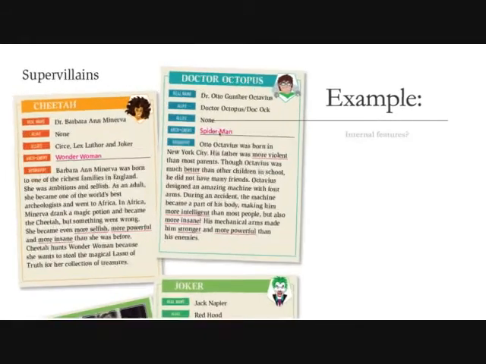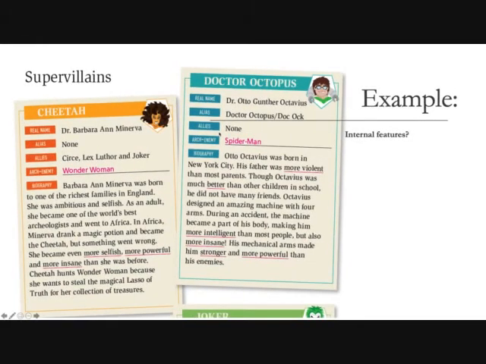So for example, looking a little bit more closely, what are some of the internal features? Well, first of all, the topic. The topic is supervillains and superheroes. Okay, so this is something we can keep in mind. When we're doing a reinvestment task, we can use the topic. So we can do a reinvestment task asking students to reinvest what they know about supervillains and superheroes.